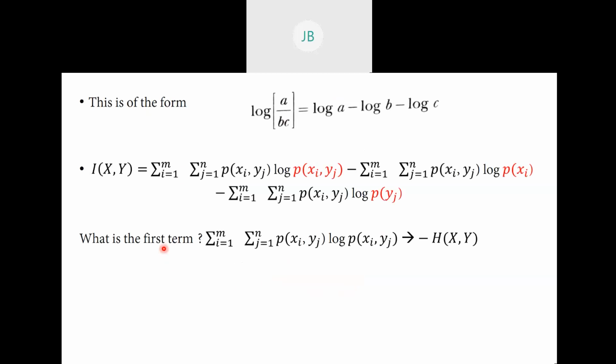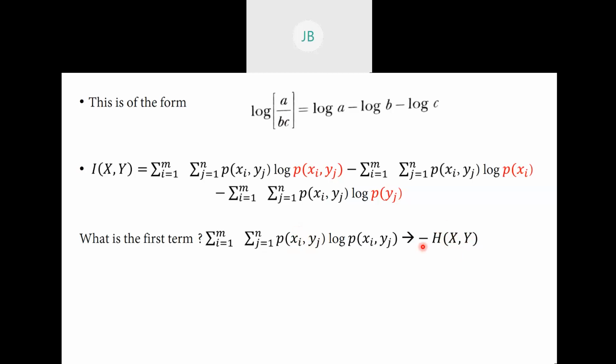Okay, now if you see the first term here, what do you remember by seeing the first term here? The first term consists of two summations and probability and log of probability. This is the general form of entropy, right? Entropy is nothing but probability log of probability. So this leads to entropy, that's the joint entropy. Since the probability is a joint probability here, we get the entropy as a joint entropy here.